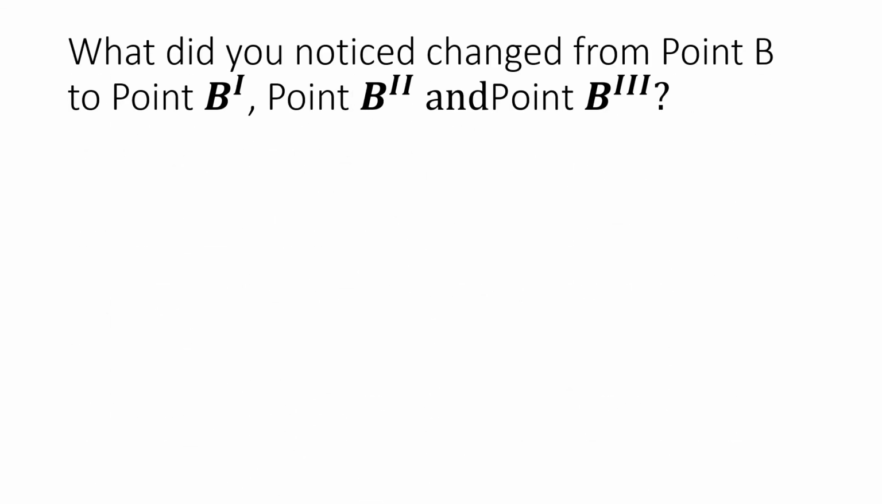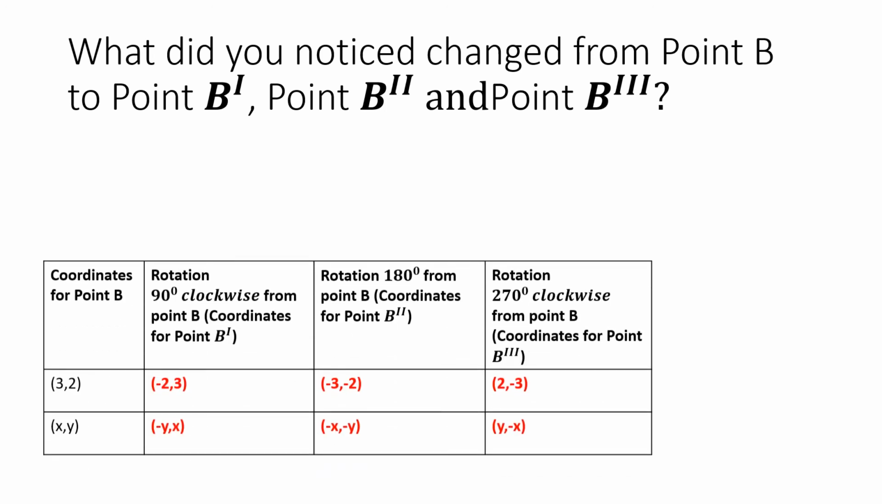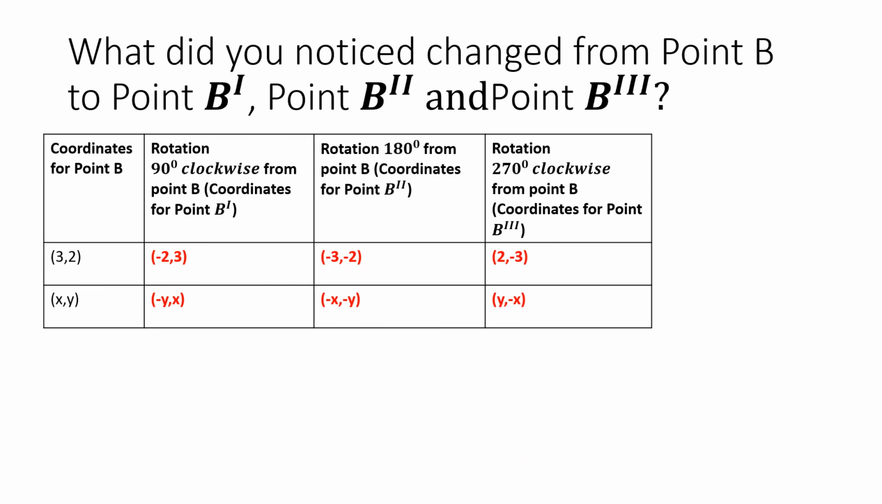What did you notice change from point B to B prime, B double prime, and B triple prime? What we noticed was the original point was (3, 2). When rotated 90 degrees counterclockwise, x and y interchanged and y became negative. When we rotated 180 degrees, the x and y coordinates both became negative. When we rotated 270 degrees, x and y switched and x became negative.